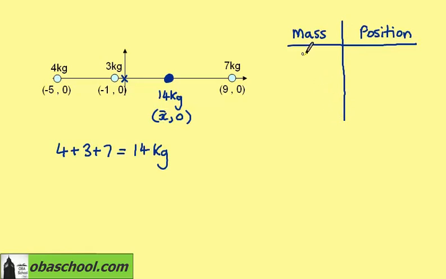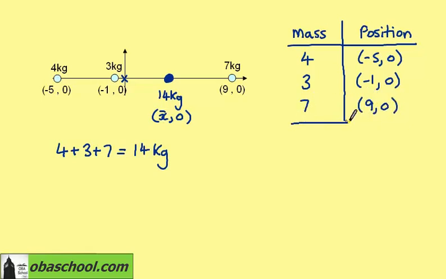We have a 4 kilogram mass at -5, 0. We have a 3 kilogram mass at -1, 0. And we have a 7 kilogram mass at 9, 0. We want to replace these with a 14 kilogram mass at x bar, 0.